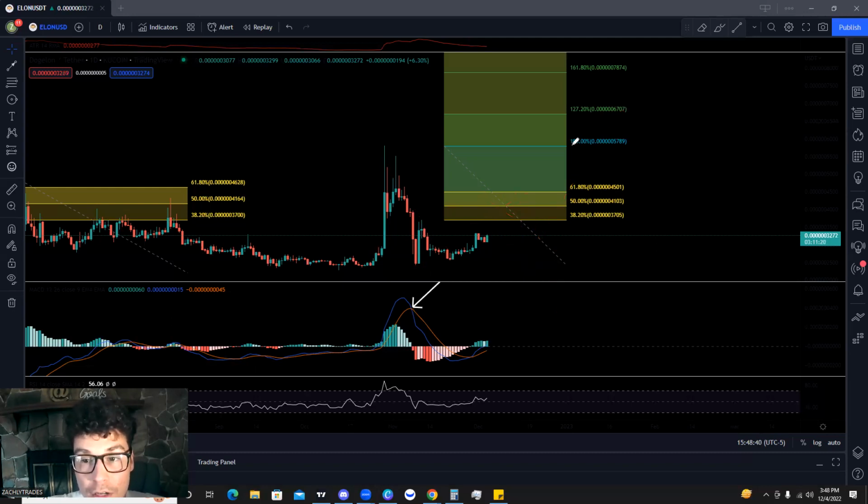We have bullish price targets to the upside, and we're going to exclude all of these decimal points, and we're just going to go over the last four digits. Okay, so 5789 is our breakout level. Above there, we can hit 6707 and 7874.